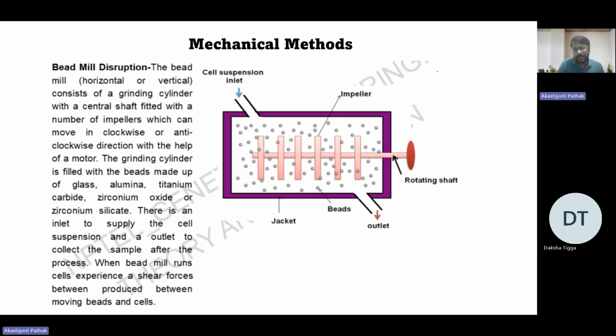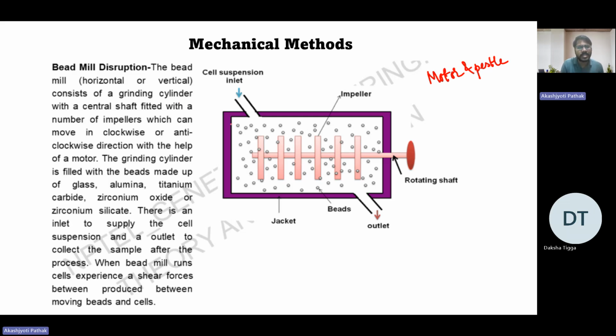it will grind the cell. Basically, it is similar to the mortar and pestle that you use. In these different mechanical methods of cell lysis, we are applying force and pressure to rupture the cell wall. So that is the mechanical method.